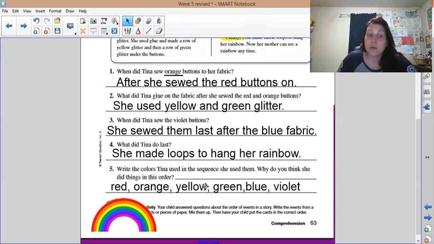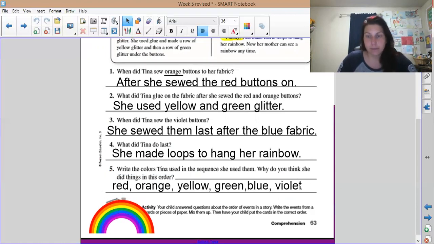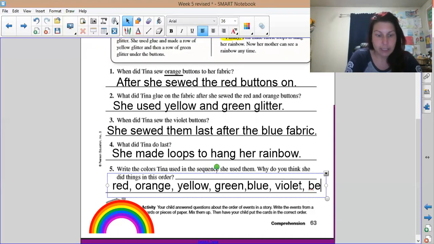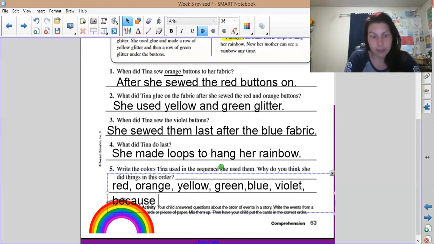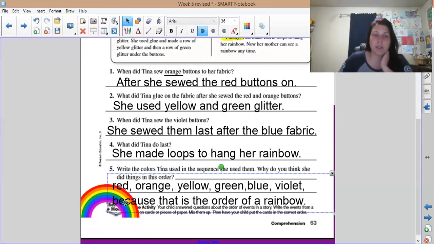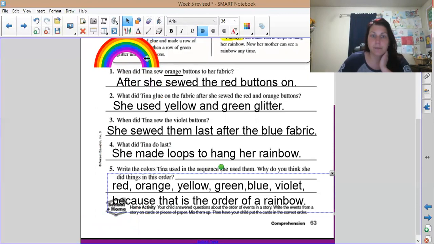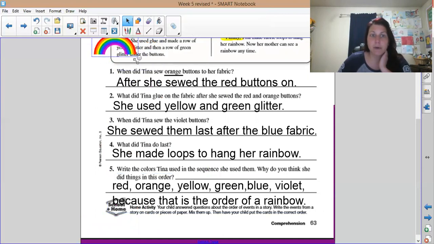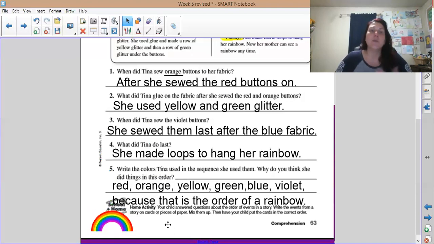And when they ask you why, you can say because that is the order, as the order of a rainbow. So colors do appear a certain way in a rainbow. We could leave this down here. They do appear a certain way in a rainbow.